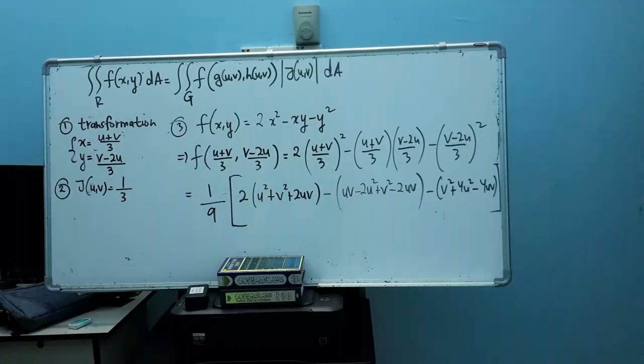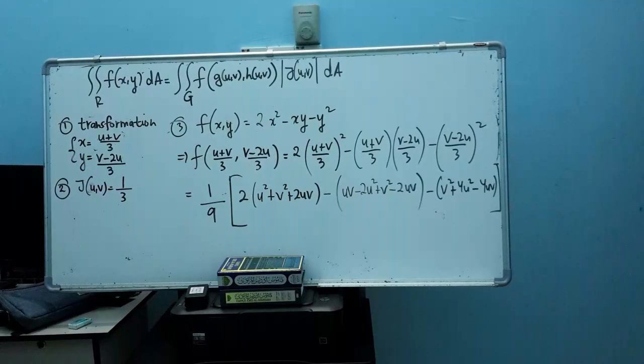Is it correct or not? u squared plus v squared plus 2uv, and then I have a uv minus 2u squared plus v squared, and then minus 2uv, and then I will have minus v squared plus 4u squared minus 4uv.